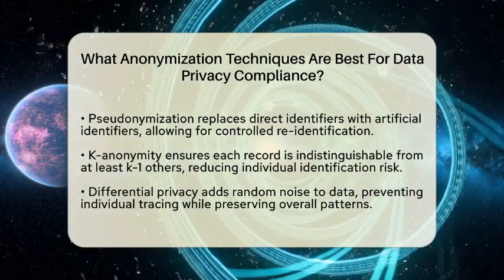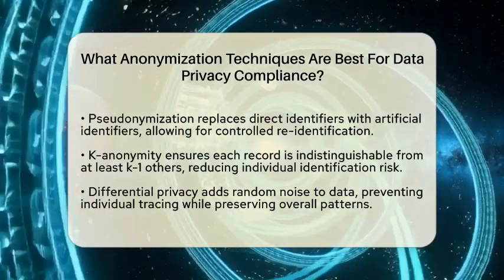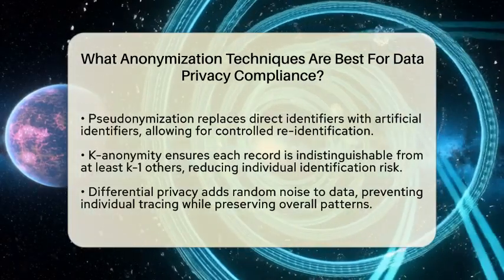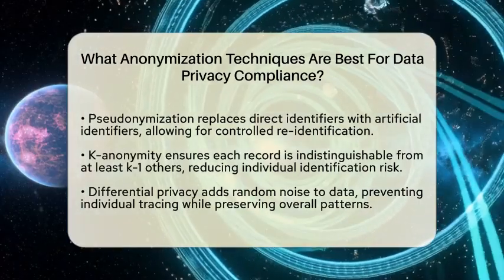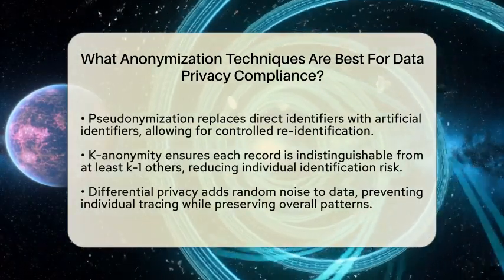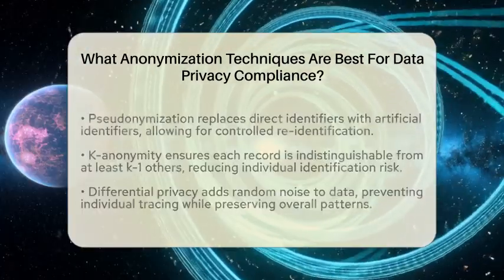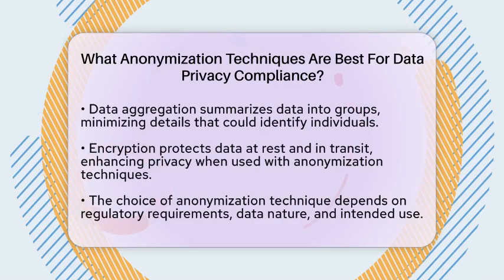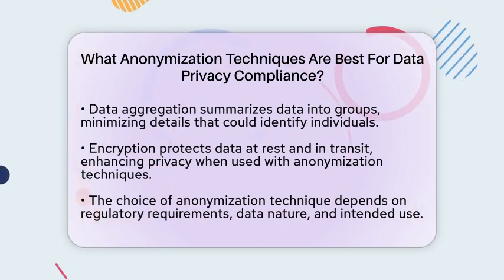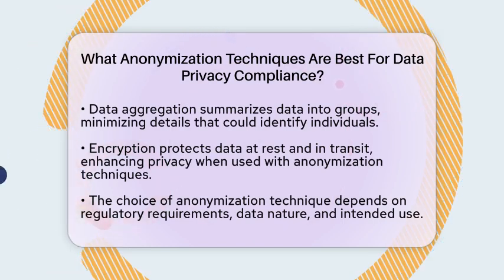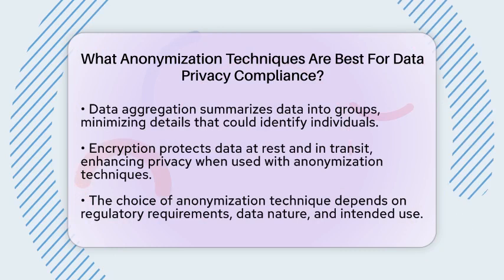Differential privacy is another advanced method. It adds calibrated random noise to data or query results. This noise prevents tracing data back to individuals while still preserving overall data patterns. Differential privacy uses a parameter called epsilon, which balances privacy strength against data accuracy. This makes it suitable for high-stakes compliance environments.